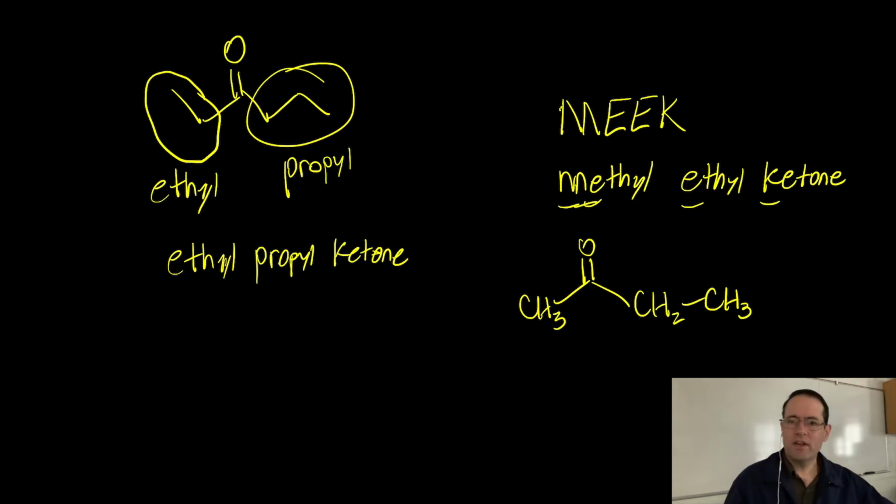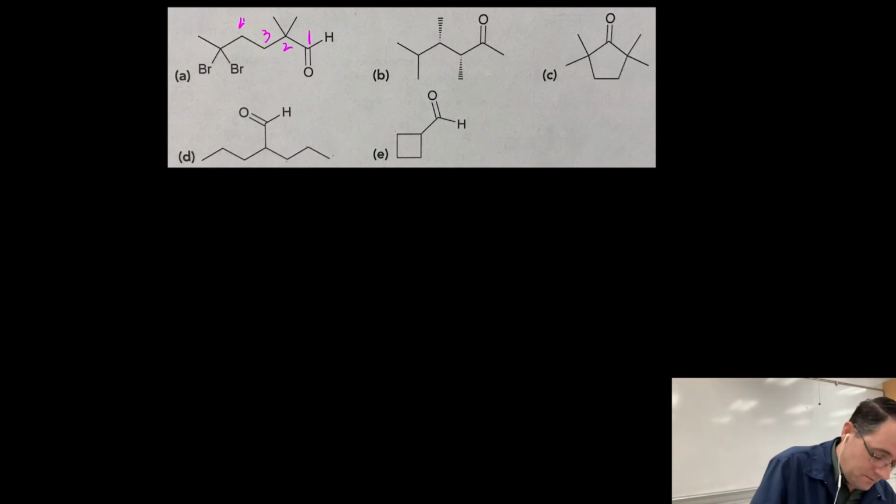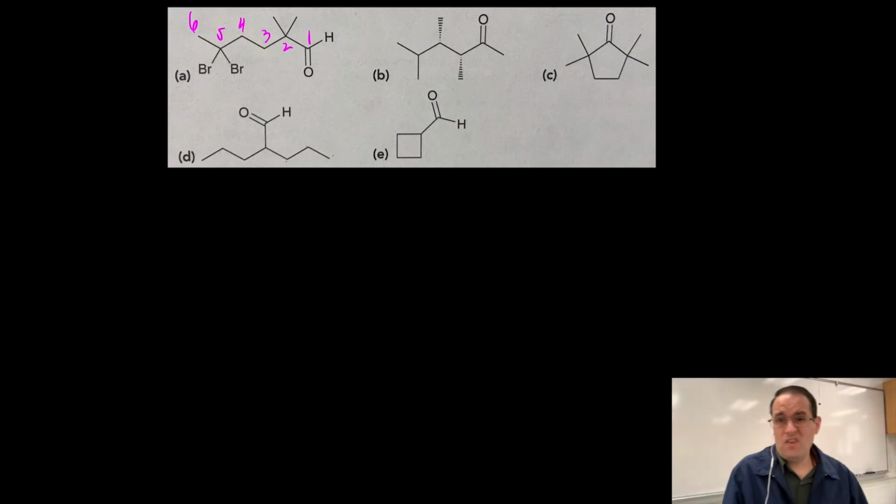All right, now that we've been through the basics of how to name things and look through the rules, I would like to now work on problem 1 in chapter 20. The problem says just assign a systematic IUPAC name to each of the following compounds. In problem A, we have an aldehyde. This is easy. We know the aldehyde should be carbon 1. So this is a hexanal, and we don't need to say 1-hexanal.